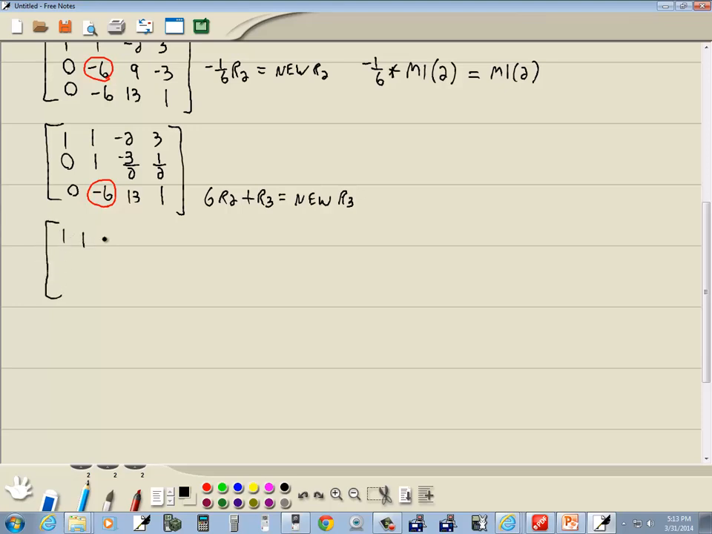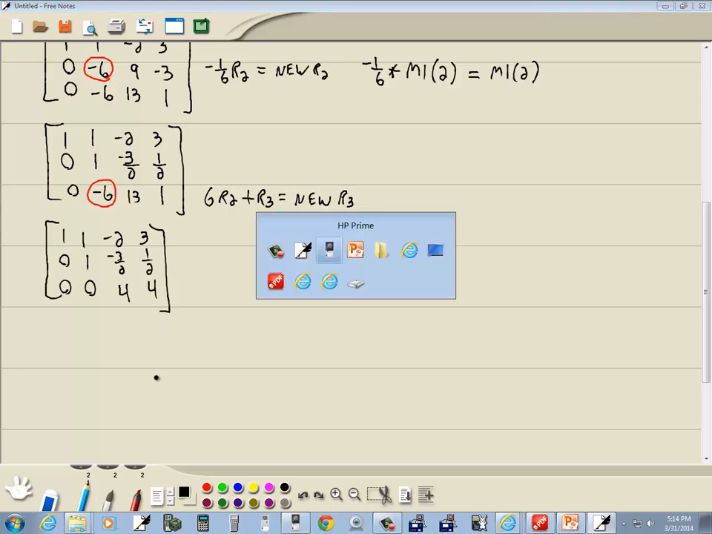So we got 1, 1, -2, 3, 0, 1, -3/2, 1/2. Okay, 6 times 0, 0 plus 0, 0. 6 times 1 is 6 plus -6 is 0. 6 times -3/2 is -18/2, which is -9, plus 13 is 4. 6 times 1/2 is 3, plus 1 is 4.